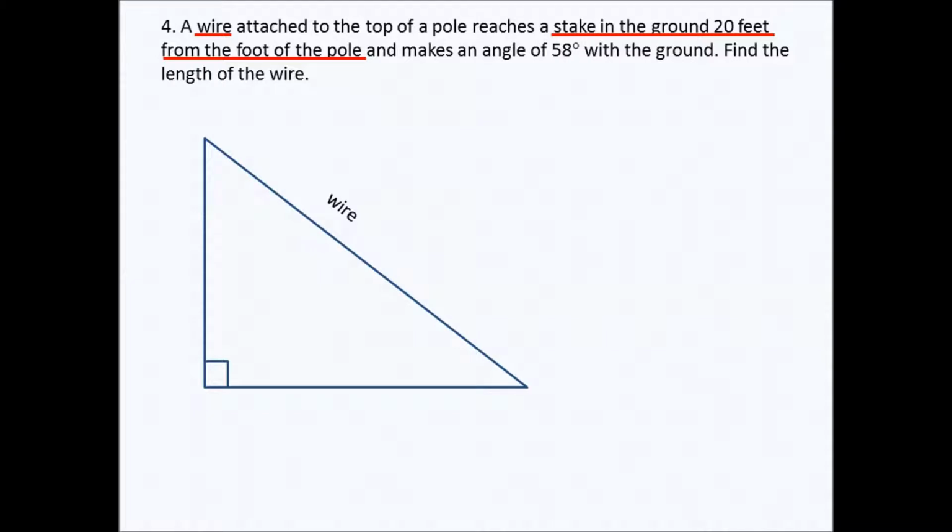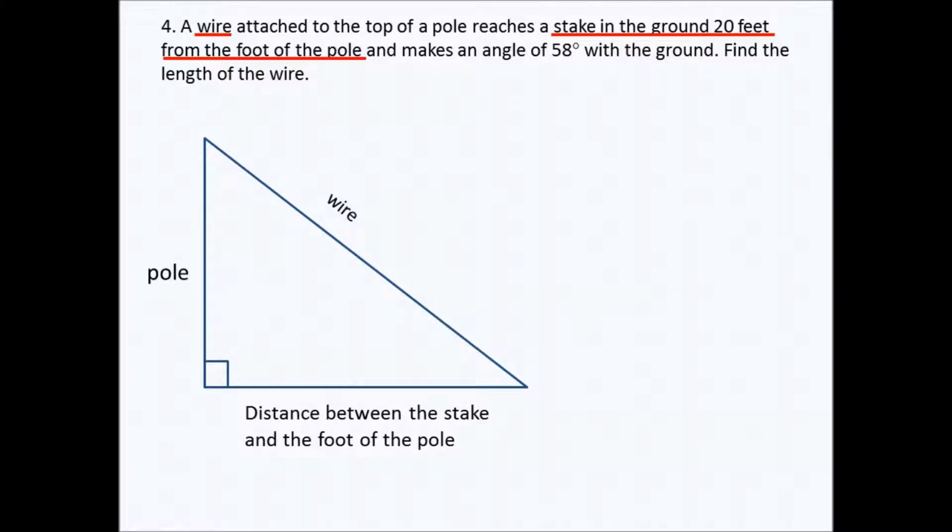The next thing that we're told is that there's a stake in the ground 20 feet away from the foot of the pole. Therefore, the length of the base of the triangle is going to be represented by the distance between the stake and the foot of the pole. Finally, the last side of the triangle is represented by the pole. Next, we label our values.